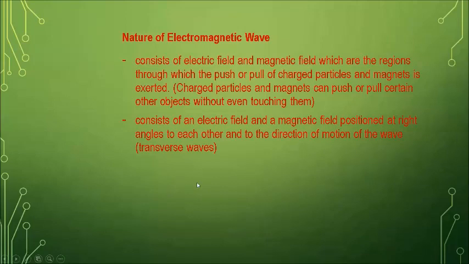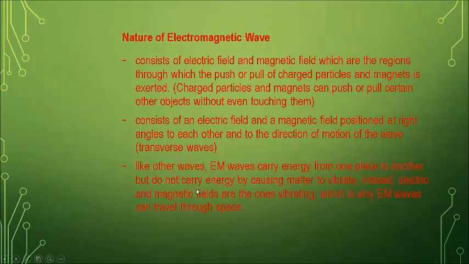It consists of an electric field and a magnetic field positioned at right angles to each other and to the direction of motion of the wave. That is why they are transverse waves: the vibration, or the oscillation between electric and magnetic fields, are perpendicular to each other, and both are also perpendicular to the direction of the motion of the wave.